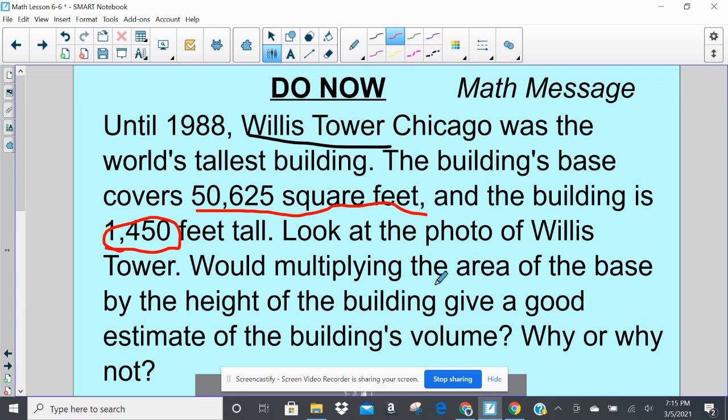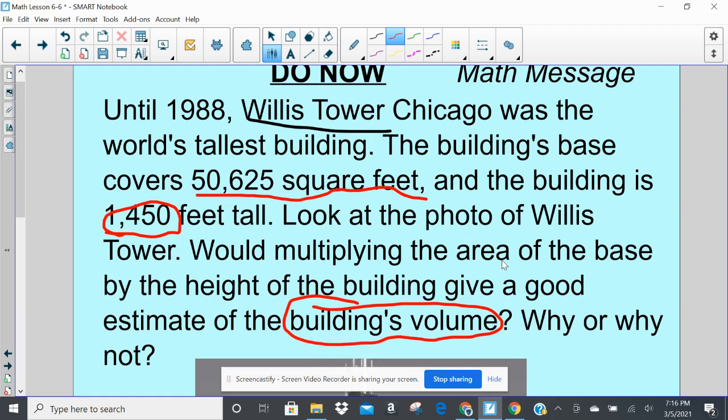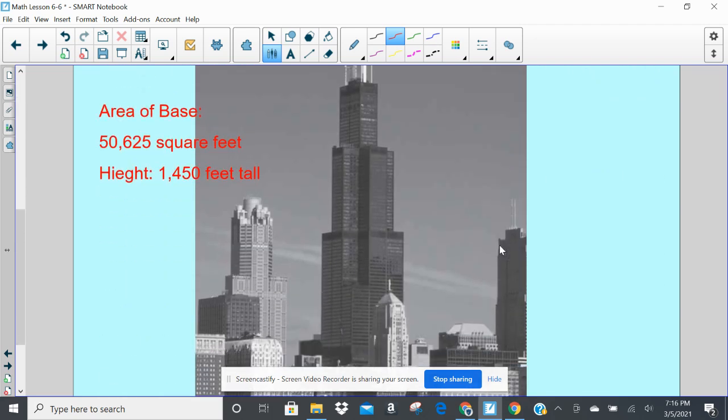Looking at the photo below here, would multiplying the area of the base by the height be a good estimate to find the building's volume? Why or why not? What do you think? Here's the building. Would multiplying those two numbers together be good to find the volume of that building? What do you guys think?